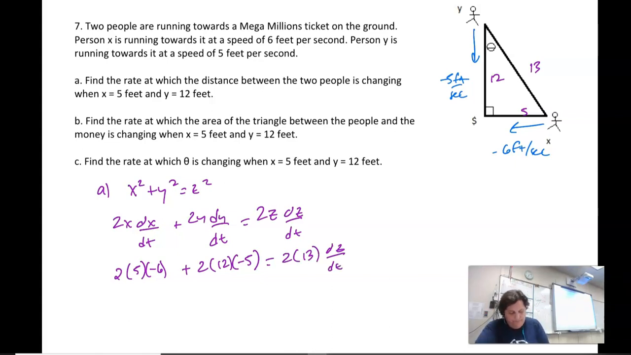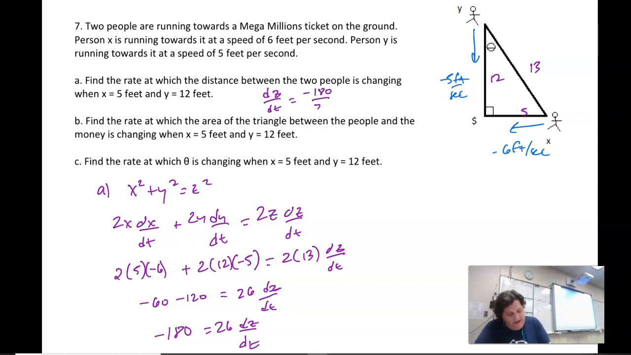That's -60 and -60, that's -120, and that's 26 dz/dt. So -180 is 26 dz/dt. So the rate at which they're getting closer to each other is -180 over 26 feet per second. I suppose we could reduce that. I don't really know what that reduces to. 90 over 13. That's not fabulous, so whatever.